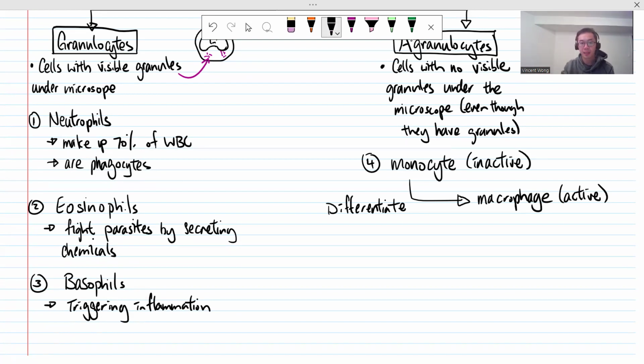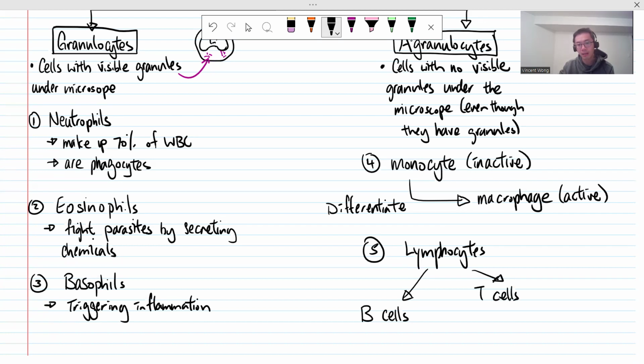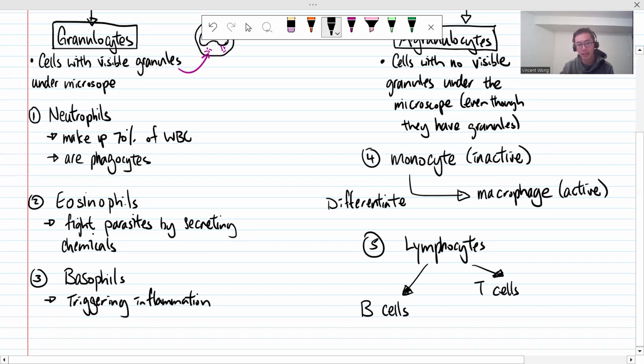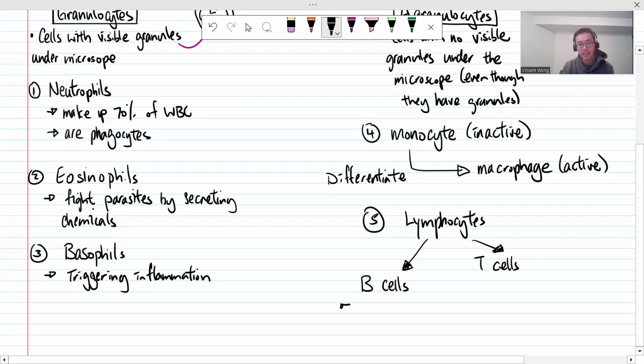And then you have lymphocytes. Lymphocytes. There are two kinds of lymphocytes. There are B cells, or B lymphocyte. It means the same thing, and T cells. You might have heard of these during the pandemic, maybe.